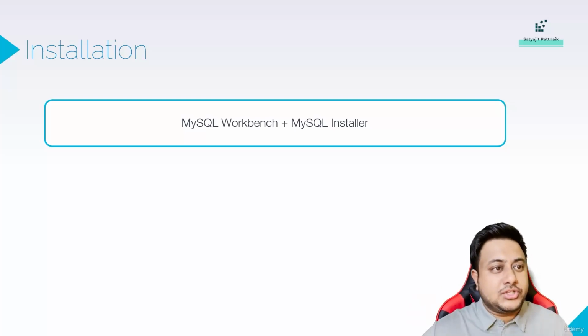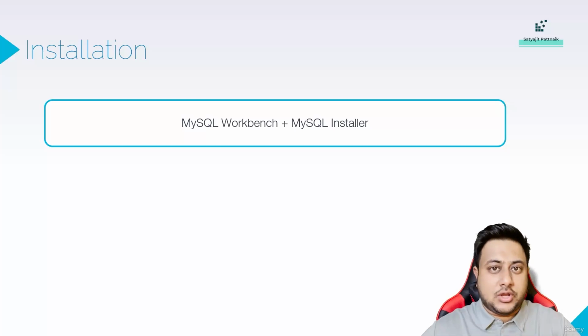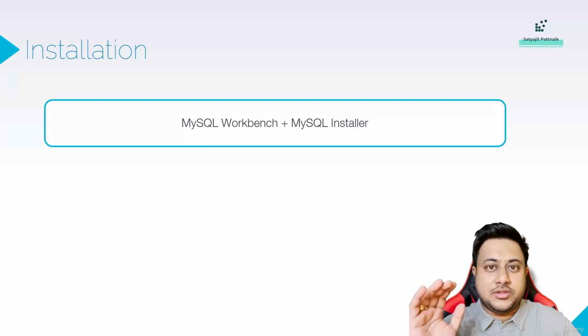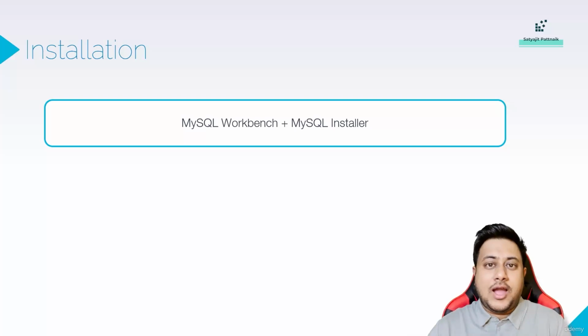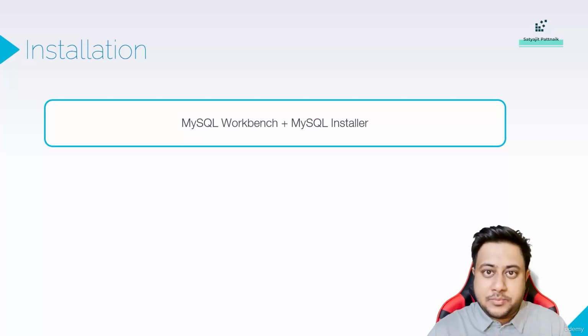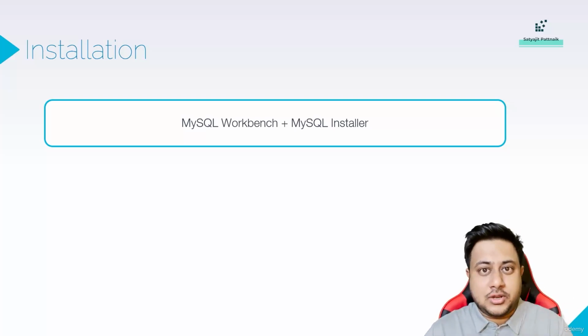So in order to install MySQL, you have to install two things. One is going to be MySQL Workbench and one is going to be MySQL Installer. You just have to use the same keywords, search it on the web. You will definitely get the link on the first link itself. Follow the steps and install it. Do remember, you have to do it sequentially. You have to first install MySQL Workbench. Once that is done, you have to install MySQL Installer.